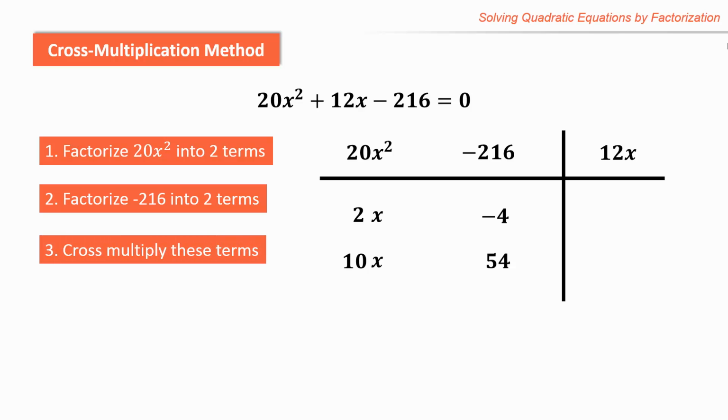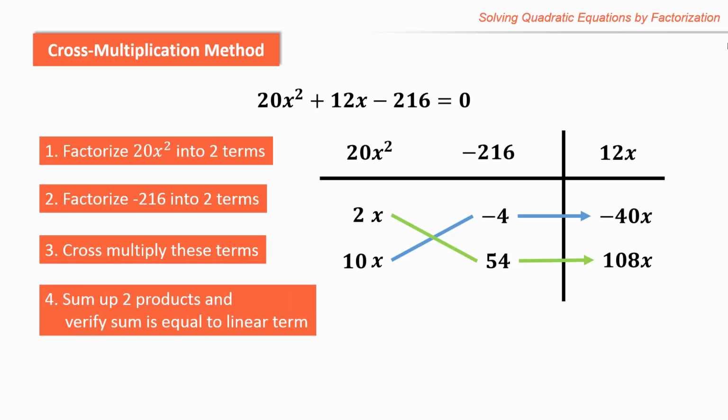In step 3, cross-multiply these terms like this and write out their products in the last column. We end up with negative 40x and 108x. This step is the reason why we call this method the cross multiplication method. In the last step, we have to make sure that these two products add up to the linear term in the quadratic equation. If they do, you have completed the factorization.